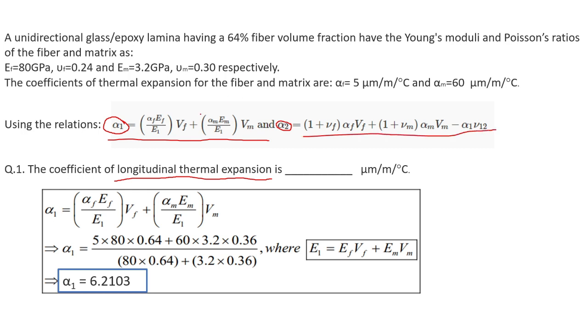So already the formulas are given in the question, and also sir has discussed how these formulas came and the whole derivation. So you can use this formula directly as all the values like alpha F, EF, E1, VF, alpha M, EM, E1 and VF, all values are already known to us. Then we'll put these values, we can get the final value of alpha 1.